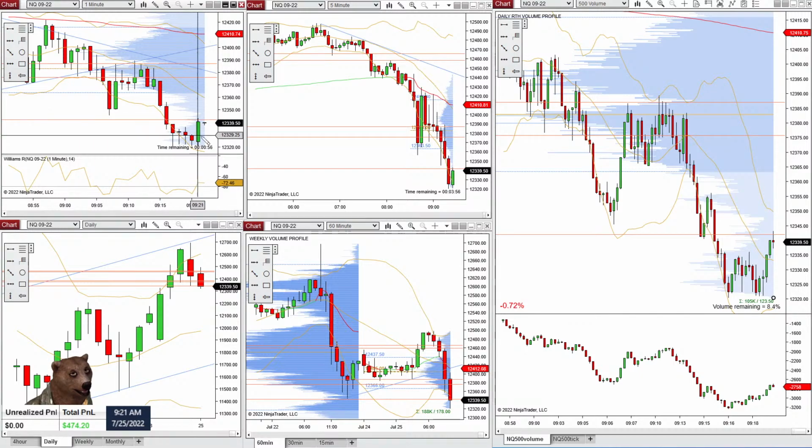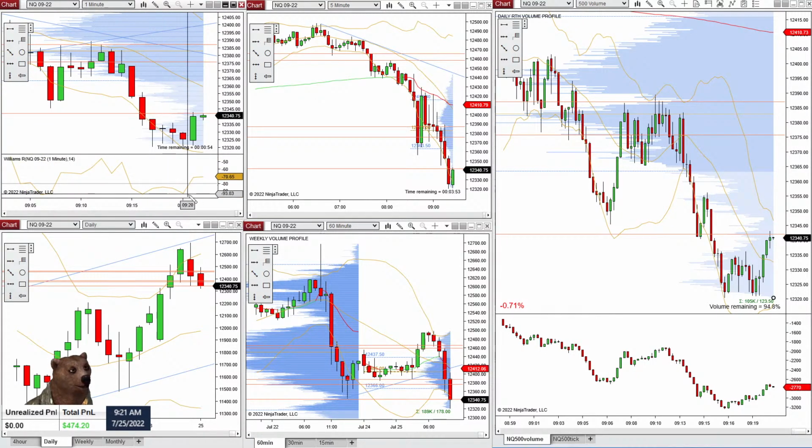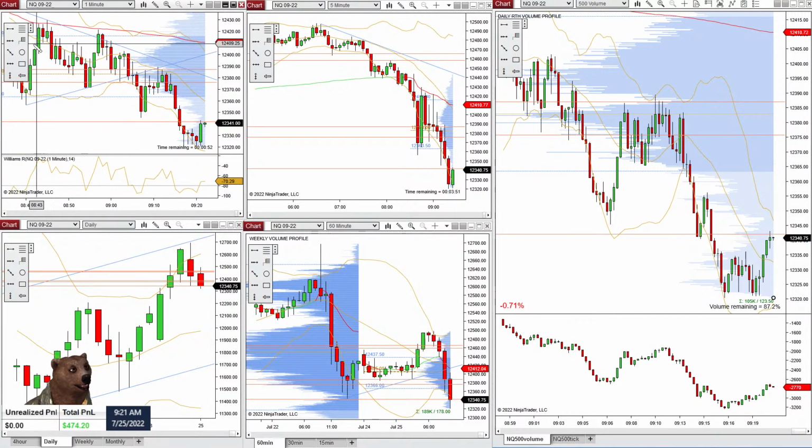Very bullish candle in the 1 minute. Watching the grind. Watching the grind. You can just draw a down trend line if you want. I think maybe up at 59, back up at this value area low might be an interesting spot.